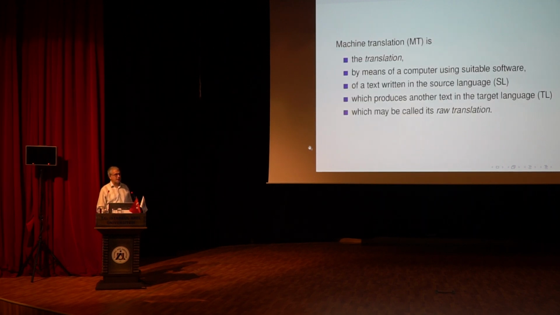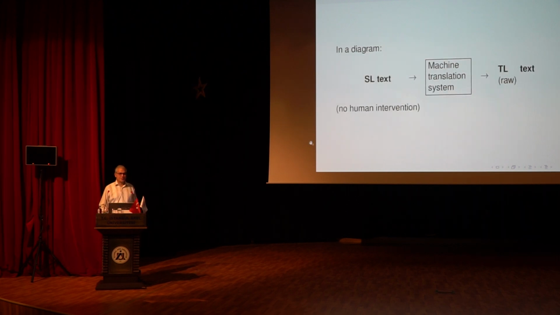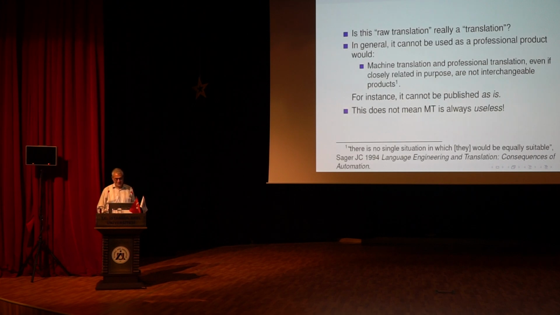So machine translation. We all know what machine translation is. It's translation by means of a computer, using suitable software, of a text in the source language, which produces a text in the target language, more or less, which we can call a raw translation. A black box. Well, actually white here. For many of us, machine translation is a box. You throw text in, you get text out. No human intervention, which means not yet human intervention. Okay? So, is this raw translation really a translation?